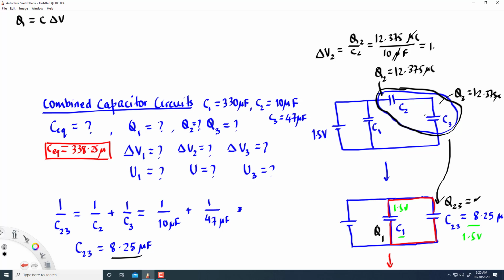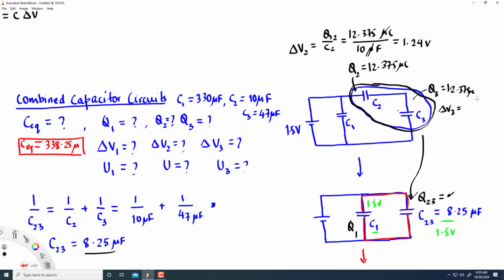1.237, so rounding off, 1.24 volt. Okay, so here also you do the same thing. Delta V3 would be Q3, which is 12.375 microcoulomb, charge over capacitance.